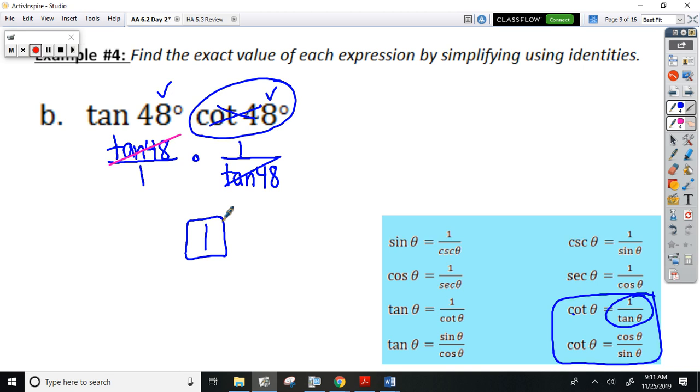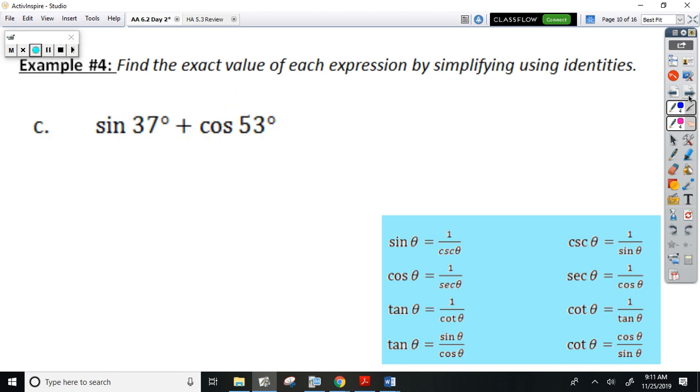Again, your answers are going to have to be usually 0 or 1 for the most part in this section. But you have to prove it. You can't just write the answer. All right, now the next one. Notice our angles are different. So you have to change the angles first.